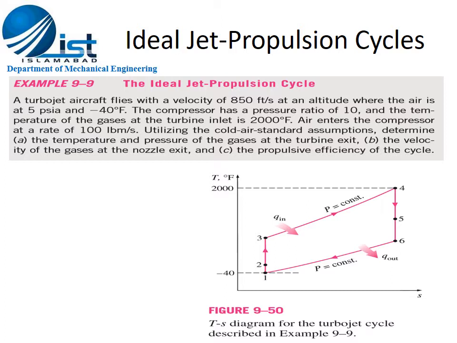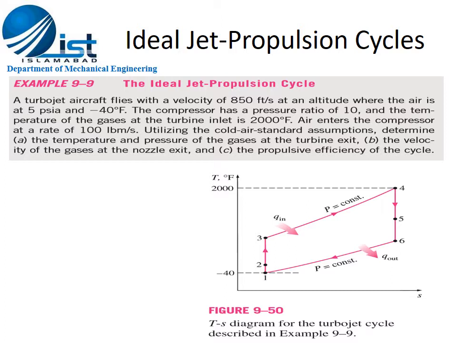Utilizing the cold air standard assumption, determine (a) the temperature and pressure of the gases at the turbine exit, (b) the velocity of the gases at the nozzle exit, and (c) the propulsive efficiency of the cycle. In this example, we have to find the temperature and pressure of the gases at the turbine exit and the velocity of the gases at the nozzle exit. Similarly, we have to find the propulsive efficiency of this cycle.